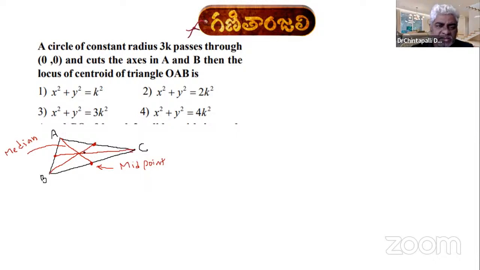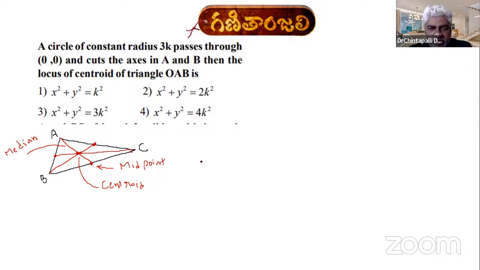All the medians meet at a point. That means all the medians are concurrent. That means all the medians have a point in common. That point is called the centroid. Centroid is the point of concurrence of medians.